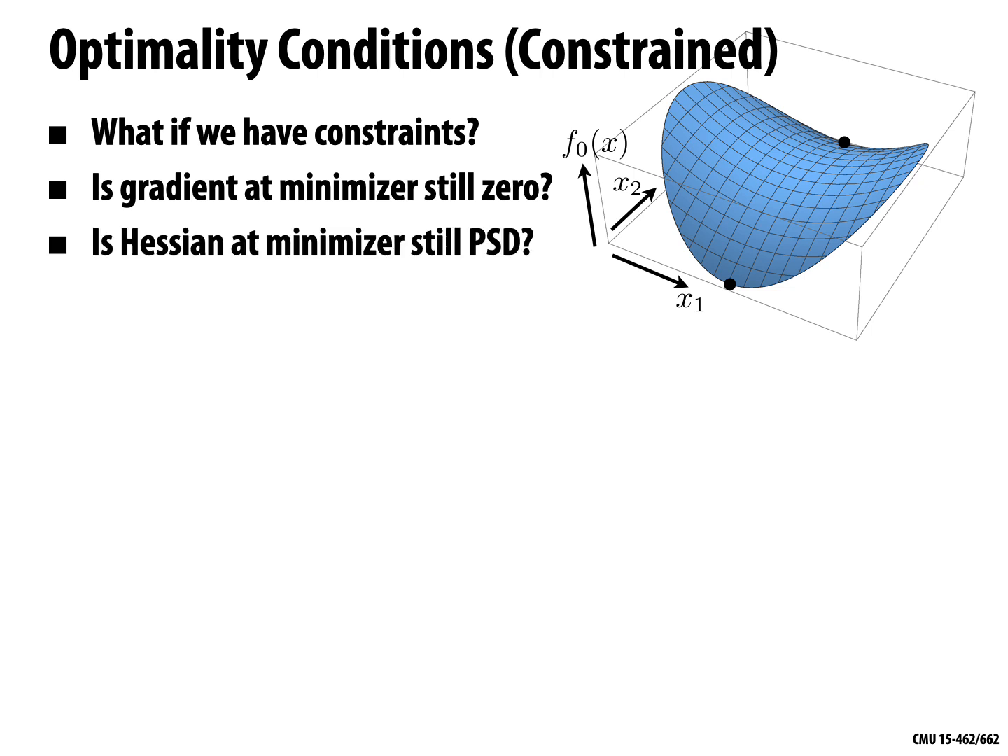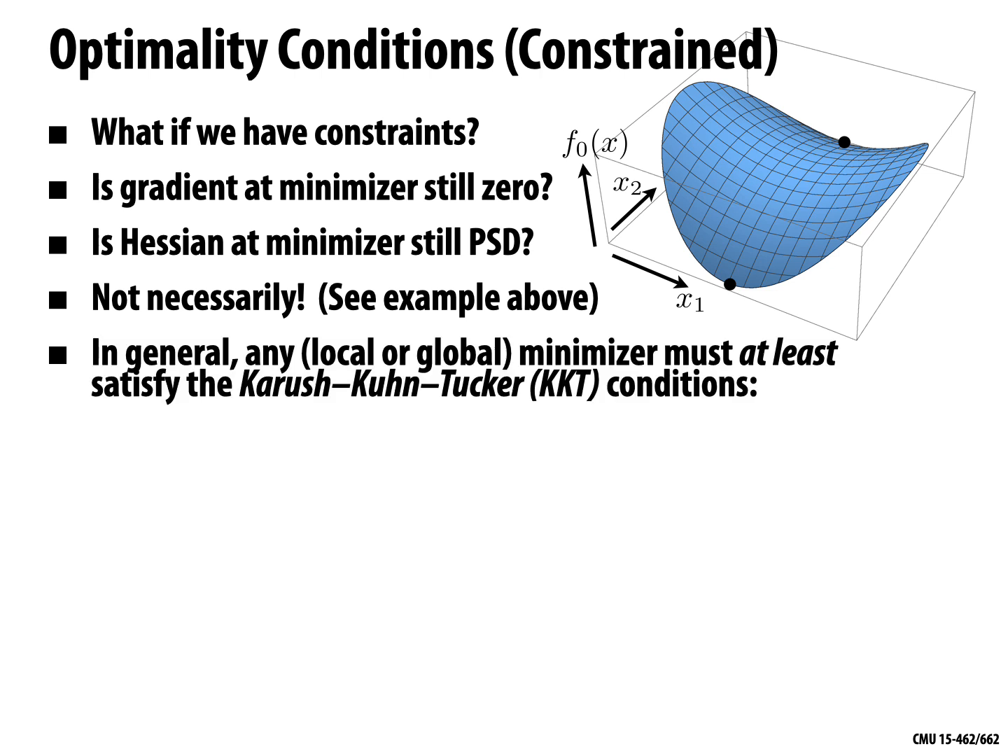Is the Hessian positive definite at these points? Maybe not as clear from this picture, but no, it's not. Right? So it's not generally true that a constrained optimization problem has minima where these first and second derivative tests are satisfied. In general, it gets more complicated. In general, any local or global minimizer must satisfy the so-called Karush-Kuhn-Tucker conditions, or what people always abbreviate as the KKT conditions.